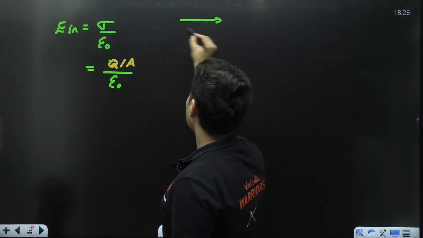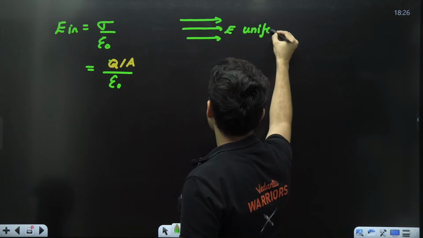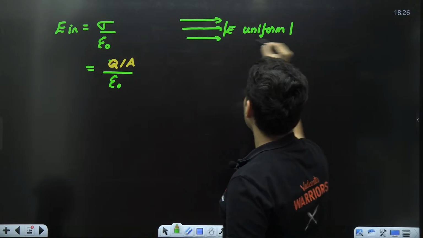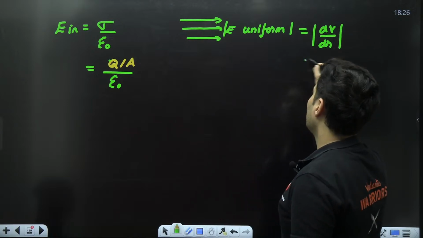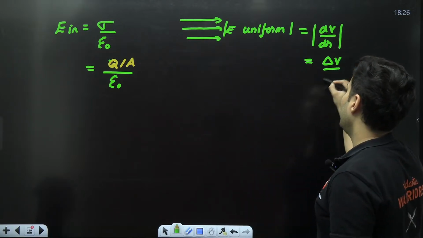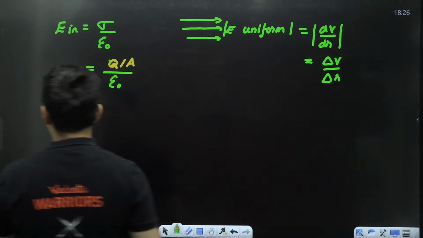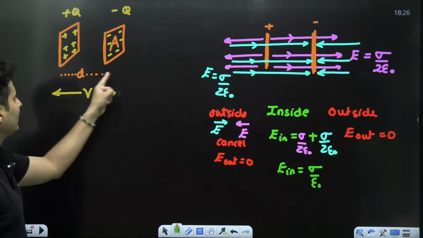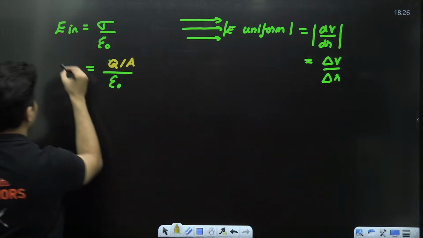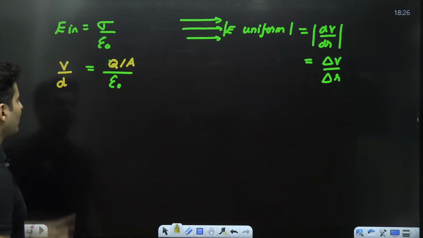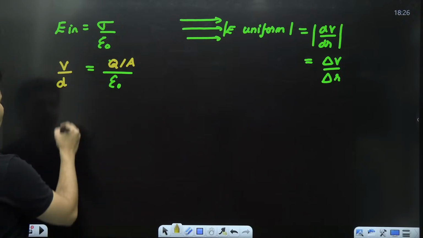See, if this electric field is uniform, then magnitude wise it is dV by dr, which is the rate of change of voltage with respect to distance, which I can also write as delta V by delta R. So voltage difference per unit length. So what is that voltage difference? It is V. What is that length? It is D. So can I not put V by D over here? Just check this out. Perfect.